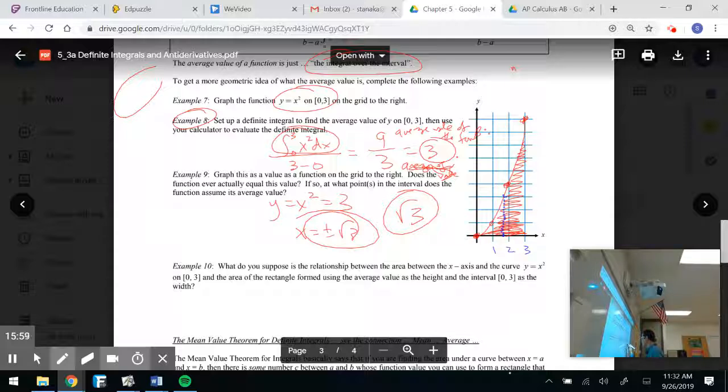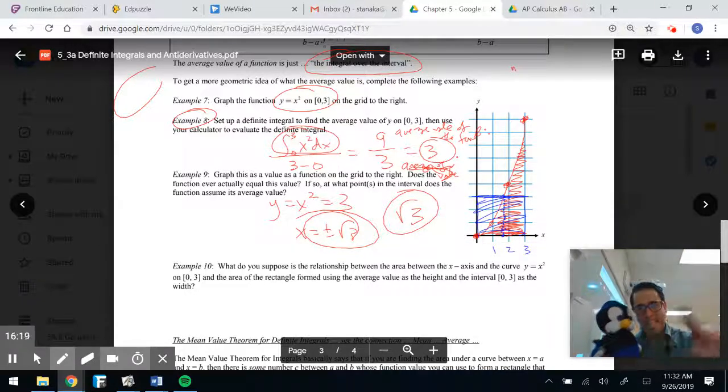And guess what I'm going to do? I'm going to draw a little rectangle. So if I find where the function takes on that value, and I draw a rectangle, oh my goodness. Can you believe that?